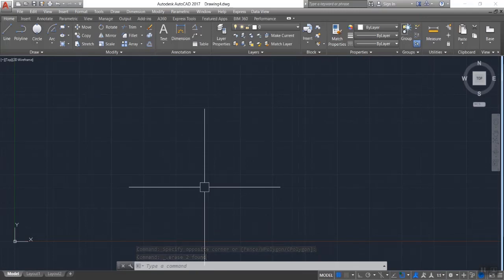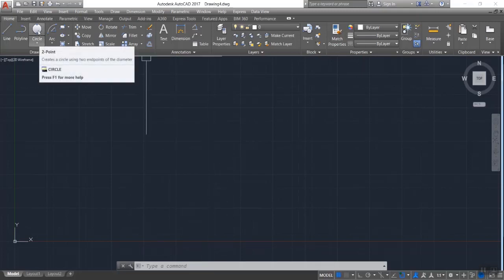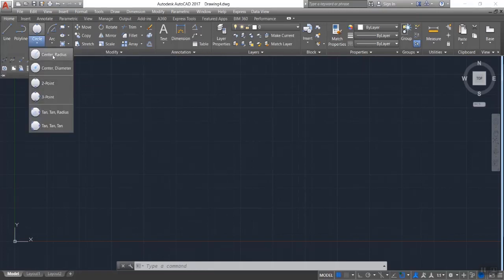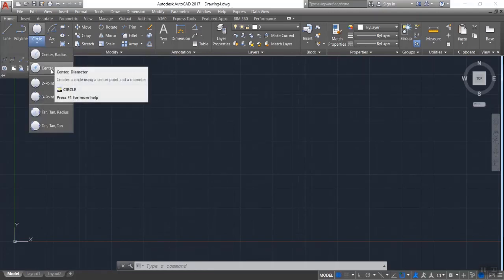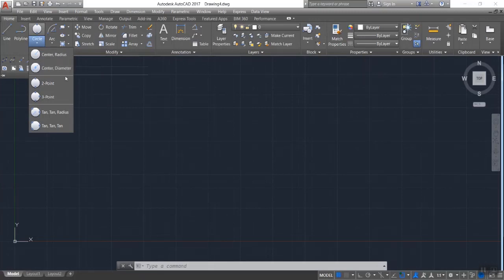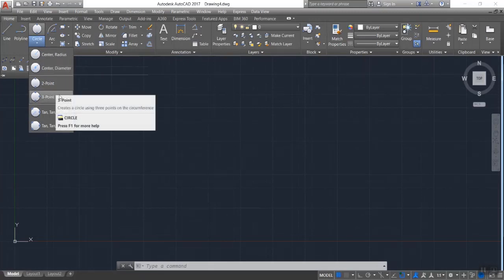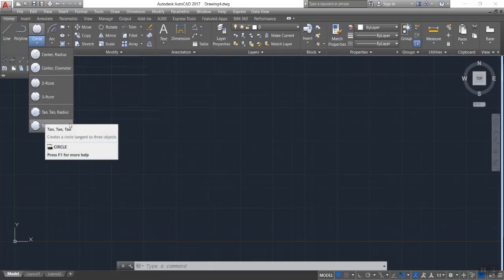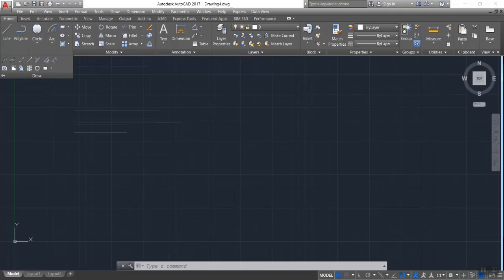Okay, the third method is circle, or you can select circle methods over here. The first is center radius, second one is center diameter, next is 2 point, and then 3 point, tan radius, then tan. Okay, let's see what 2 point circle is.